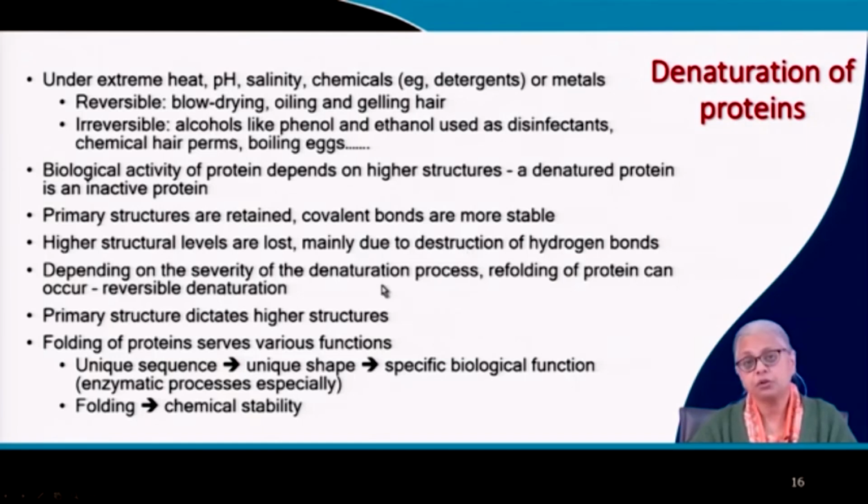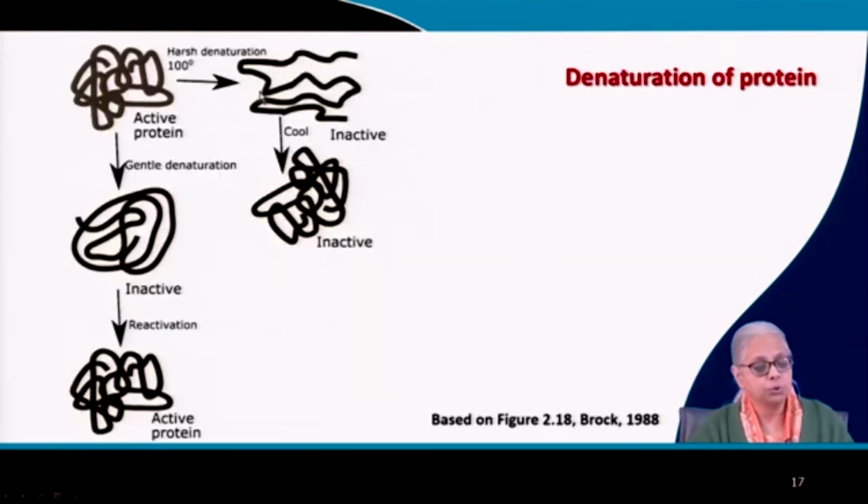Depending on the severity of the denaturation process, you can cause refolding. So like I said, your hair is the best example of reversible as well as irreversible changes in the structure of the protein, that's keratin. Let me just show you an example.